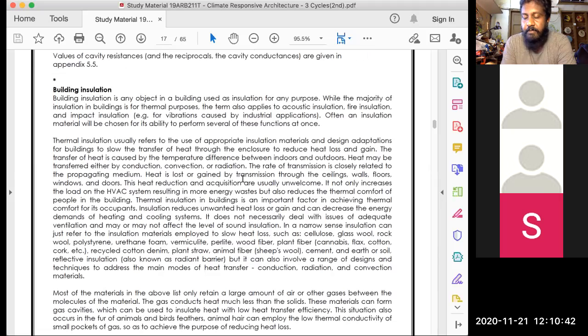Beyond thermal insulation, there are various other insulations like acoustic insulation, fire insulation, and impact insulation, that is vibrations from machineries. We can use insulations for them also.